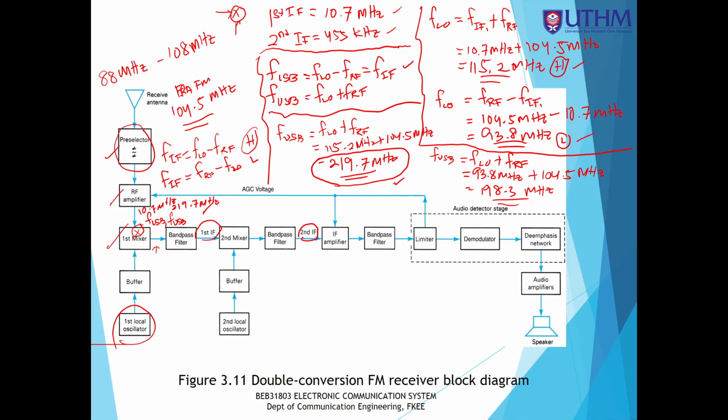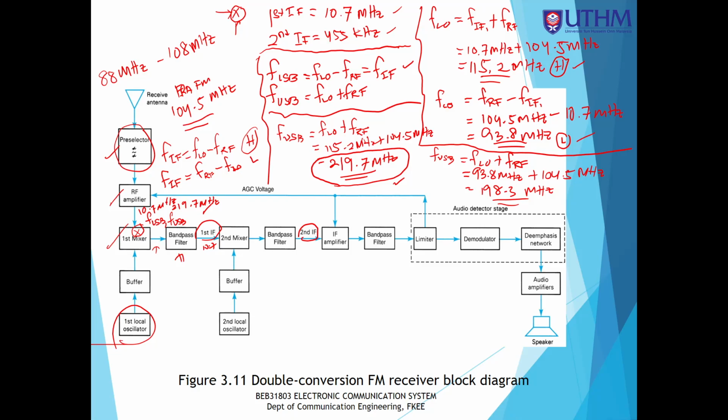Then we have a bandpass filter over here. The bandpass filter will only select the lower frequency and remove the higher frequency. So it will let through the 10.7 megahertz of frequency to the second mixer. The second mixer will do the same process again.